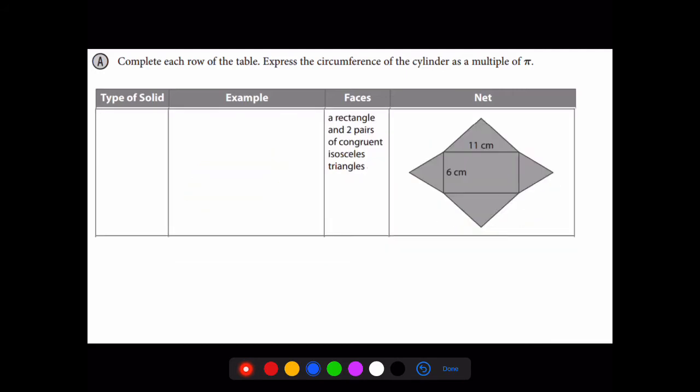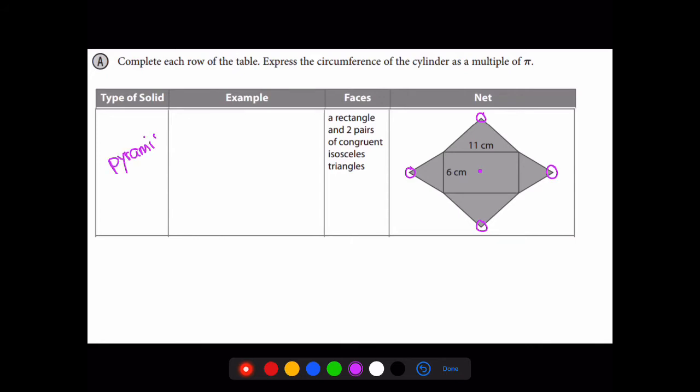All right, let's go ahead and try another. This time, we have a net and we have the number of faces. The number of faces, it says, is a rectangle and 2 pairs of congruent isosceles triangles. So these 2 are a pair of isosceles congruent triangles, same with these 2 over here. If I were to fold this all up, each of these points would meet at the very top, which would make this a pyramid.